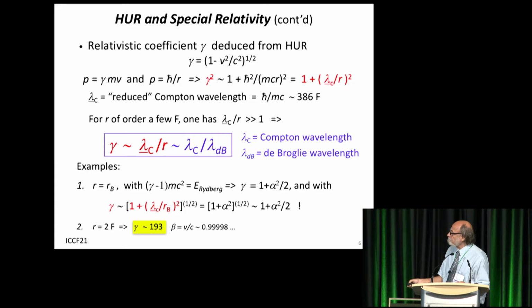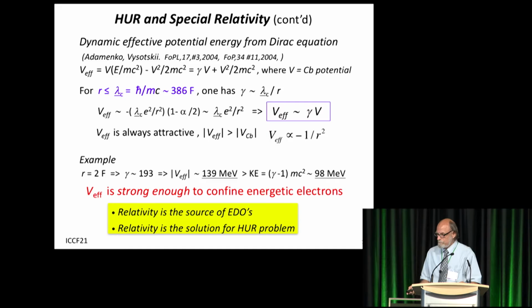So following the math on down, we can come up with an interesting relationship, which is gamma, the relativistic enhancement, actually comes out to be the Coulomb wavelength divided by the de Broglie wavelength, and that has a very nice ring to it. Sort of sounds like theoretical physics. But the main thing is that gamma is on the order of 200. And this is what gives the electron energy on the order of 100 MeV.